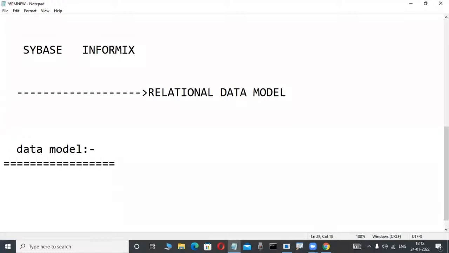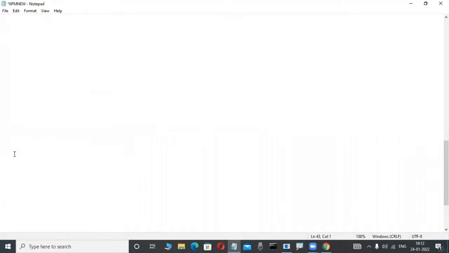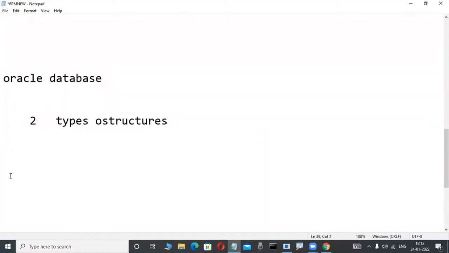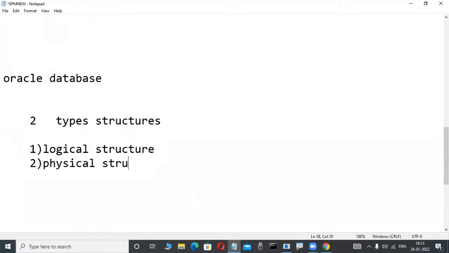I am telling one thing. Suppose Oracle is a product. This Oracle database, or any relational database, has two types of structures, as I told you in the previous classes. One is the logical structure, another one is the physical structure. What is a logical structure?